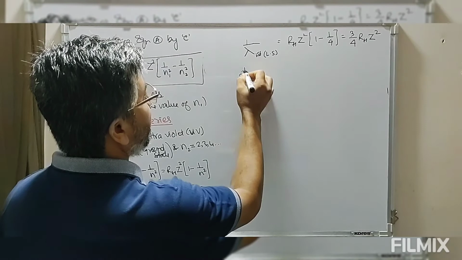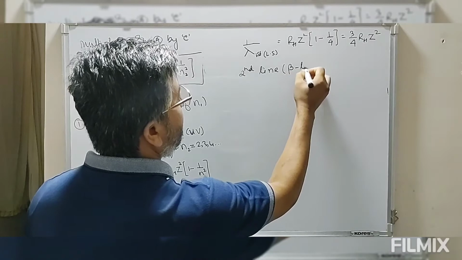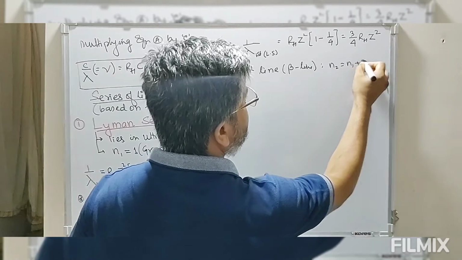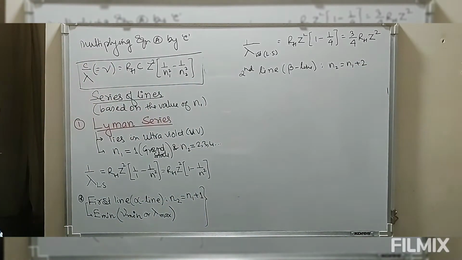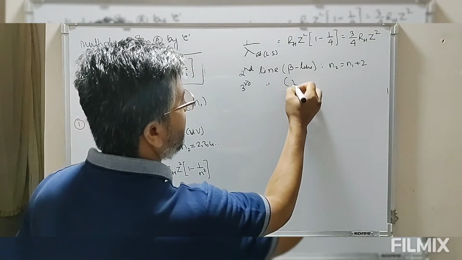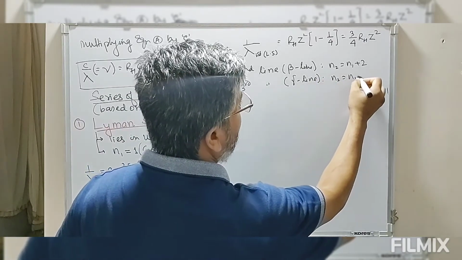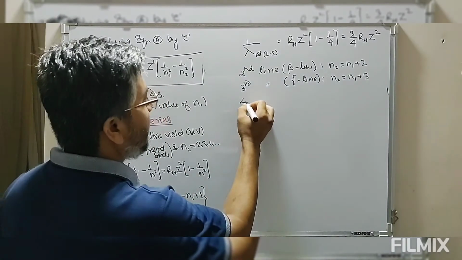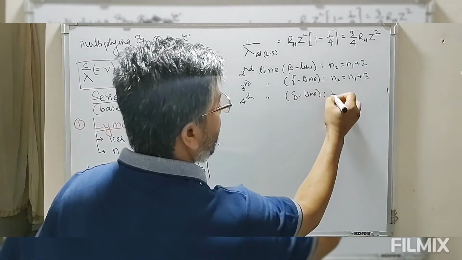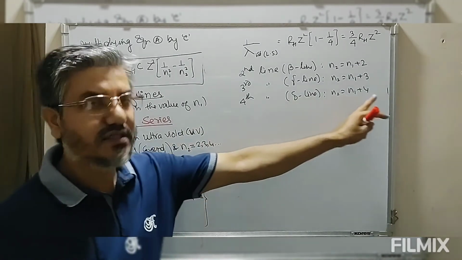Then look at this, the second line. The second line is known as the beta line. For this second line, N2 is equal to N1 plus 2. Similarly, we can have the third line. The third line is known as the gamma line. For this gamma line, N2 will be equal to N1 plus 3. Or we can have the fourth line or delta line. For this, N2 is equal to N1 plus 4. Fifth line, N1 plus 5.